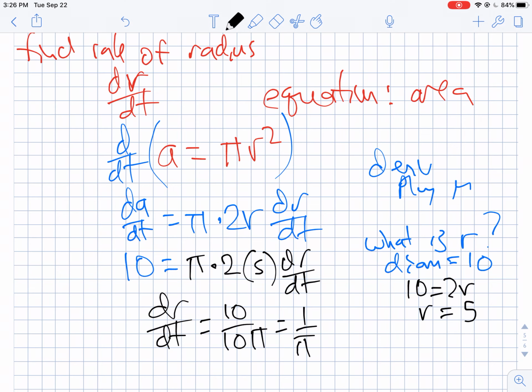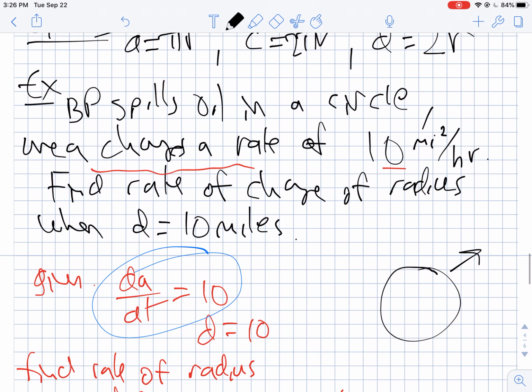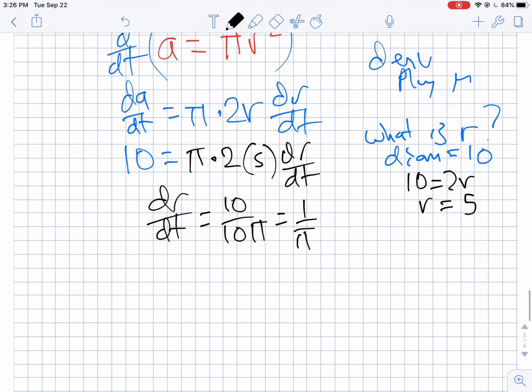In terms of units, what are the units of r? Well, I think this was in terms of miles, and the t was in terms of hours. So that dr/dt would be in terms of miles per hour. And again, that tells me the rate of change of the radius.